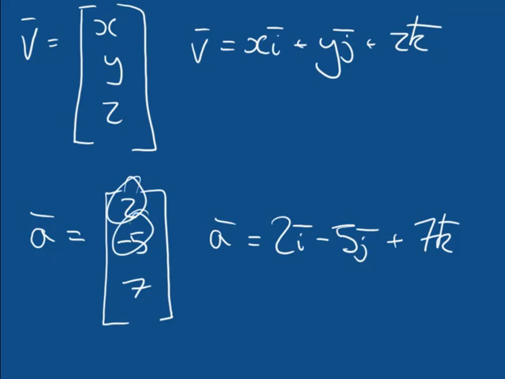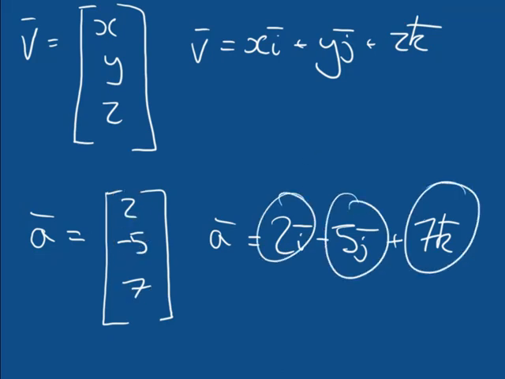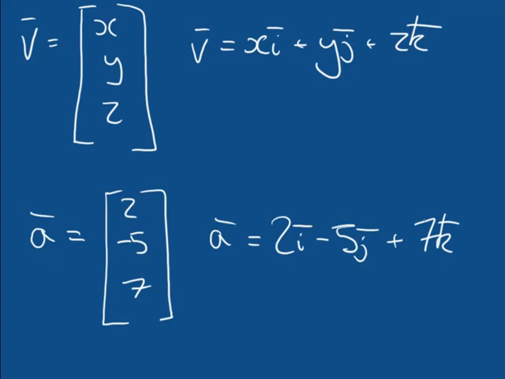You simply take these components and use them as scalar multipliers of i, j, and k. And with that, that concludes everything I wanted to cover in this video.